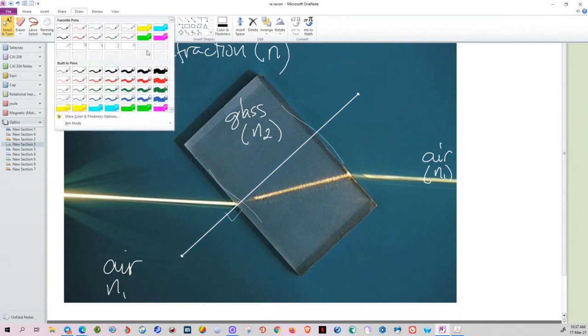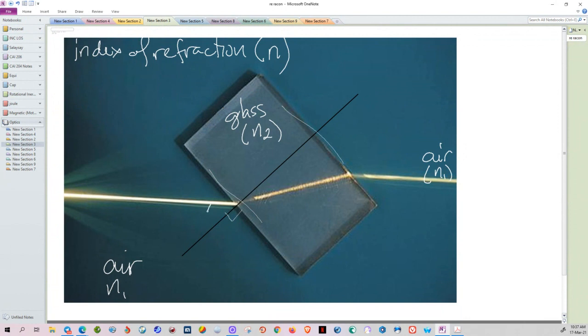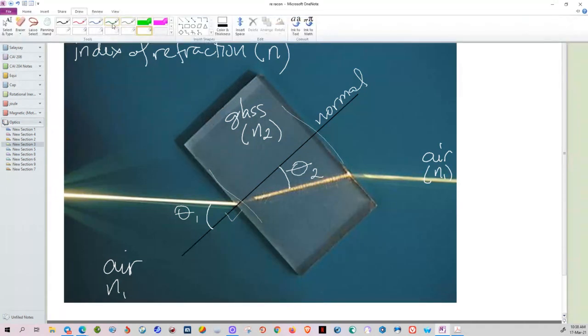So where's the angle θ1 and θ2? Because air is your n1, the angle with the normal of the light in air is your θ1. And glass is n2, the angle of the light inside the glass, that's θ2. And this line is your normal. Any questions, Shabab?